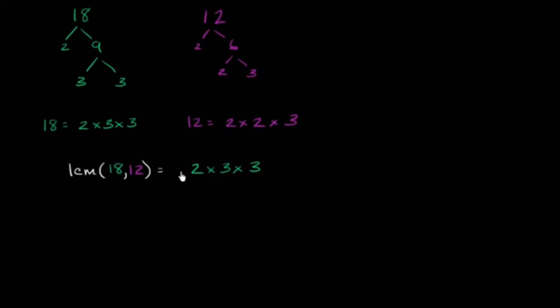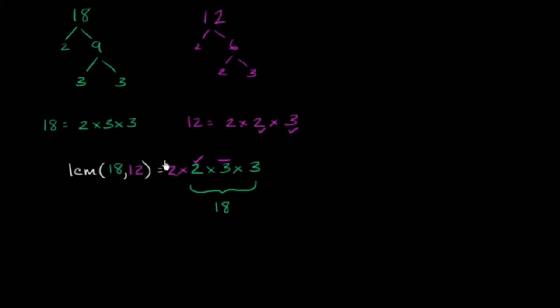And now let's look at the 12. This part right over here is the part that makes it divisible by 18. And then let's see, 12, we need 2 2's and a 3. Well, we already have one 3, so our 3 is taken care of. We have one 2, so this 2 is taken care of. But we don't have 2 2's, so we need another 2 here.